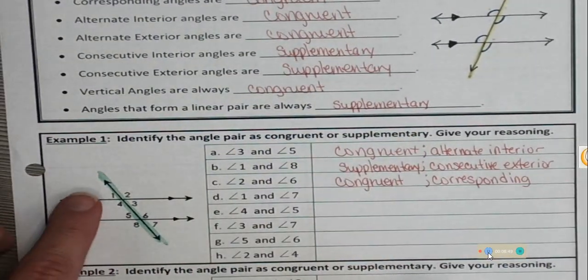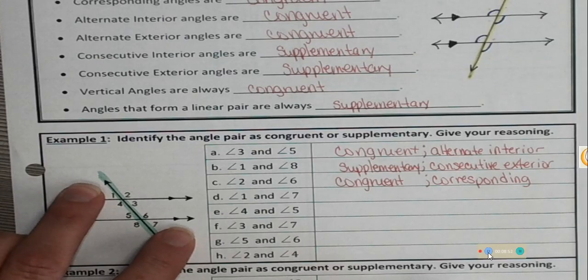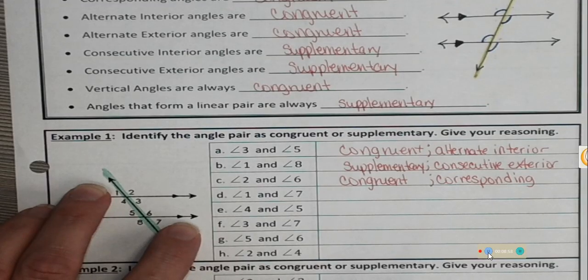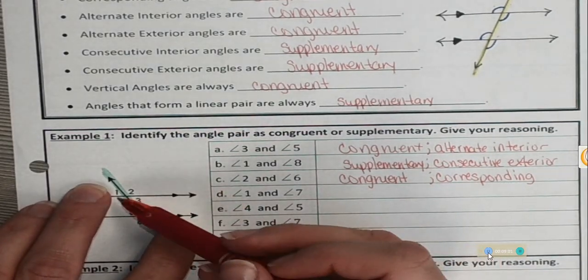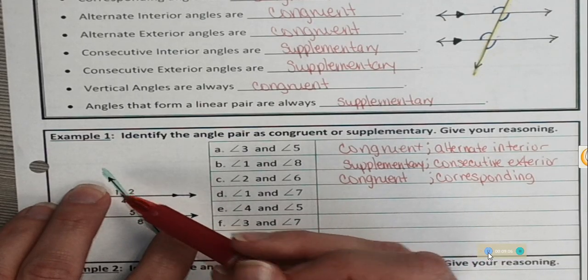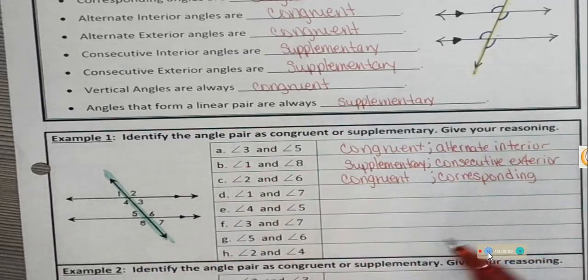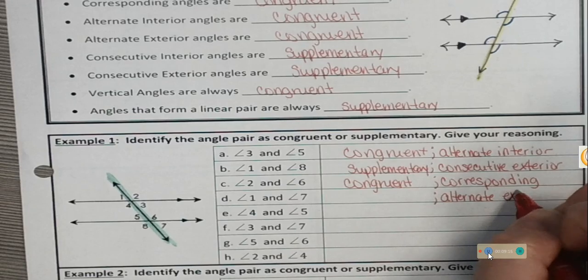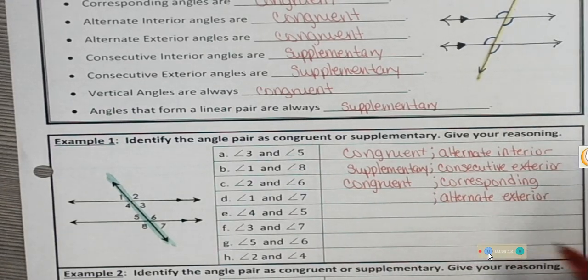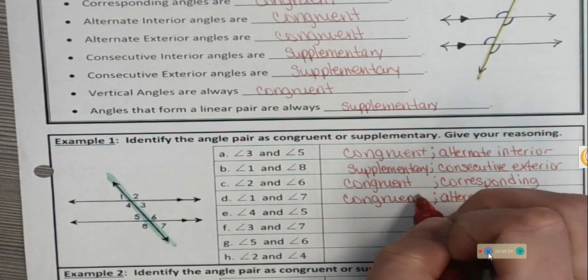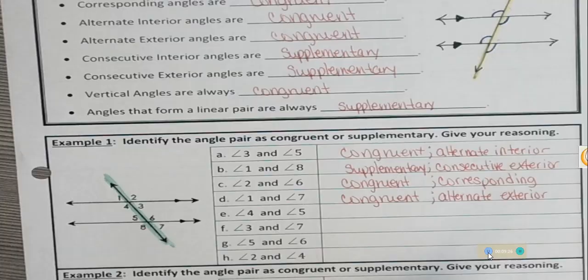All right, my next angle pair is angle 1 and angle 7. So angles 1 and 7. Are they the same side of the transversal or alternate sides? They're on alternate sides, okay? Are these two angles interior or exterior? Exterior, because they're outside of those parallel lines. So alternate exterior. And what did we say about alternate exterior up top? Alternate exterior are going to be congruent. So that means if you know the measure of angle 7, you automatically know the measure of angle 1.